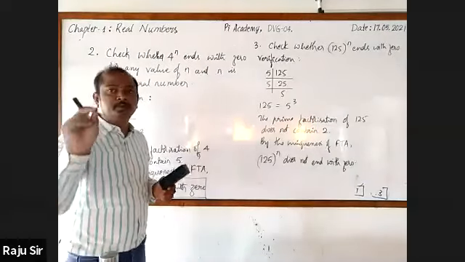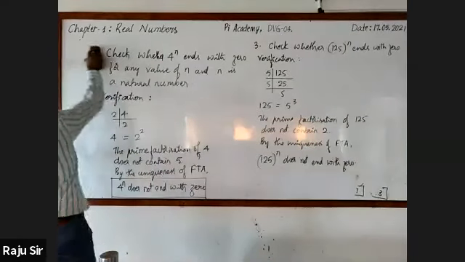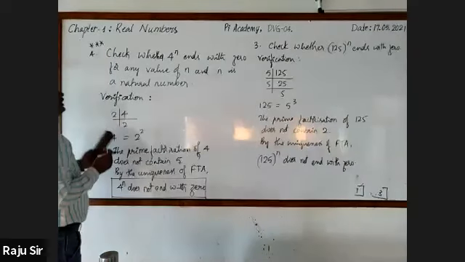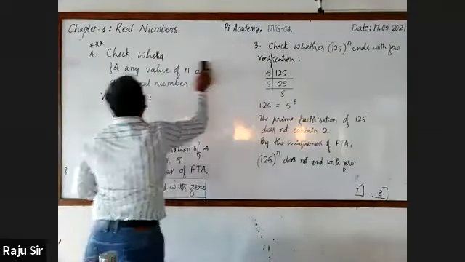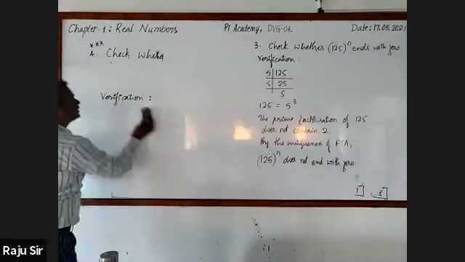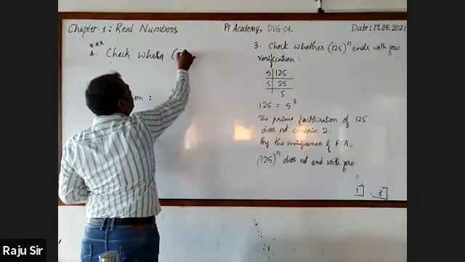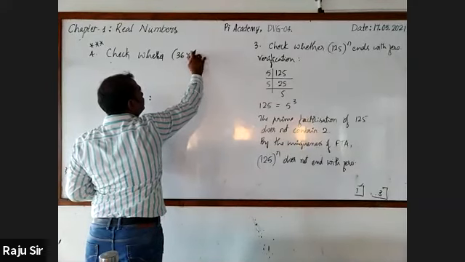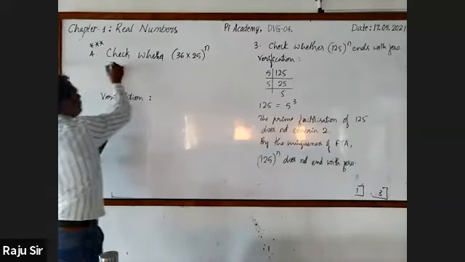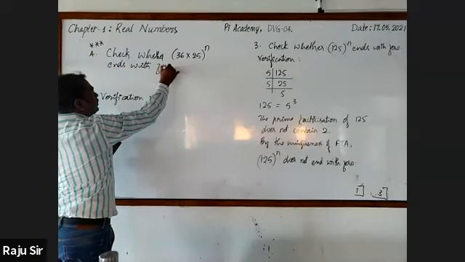Now, I'm going to give you the same. Please copy and put 3 star mark. It is the fourth one. Fourth one, put 3 star mark. Check whether 36 into 25, whole raised to the power n, ends with 0.